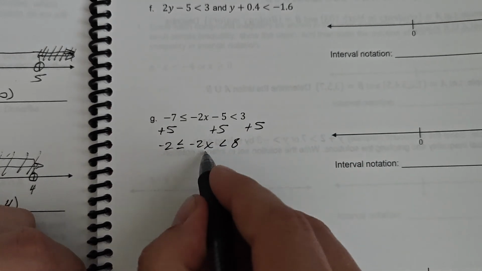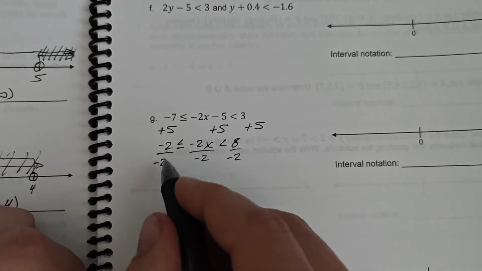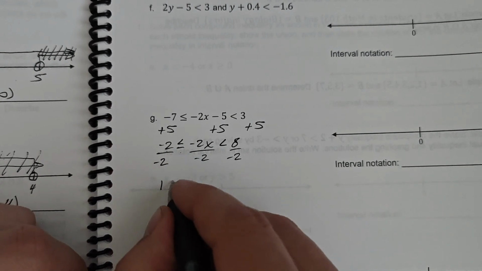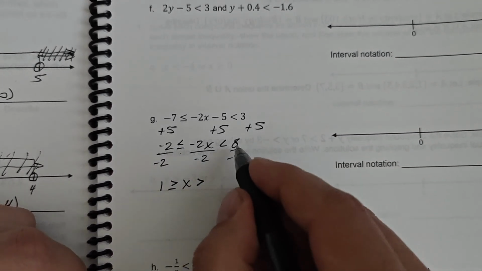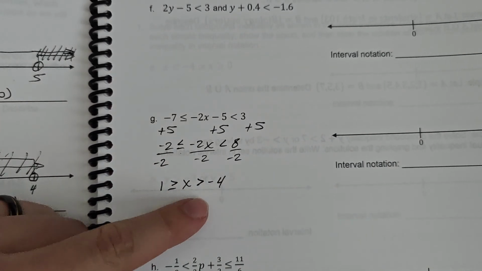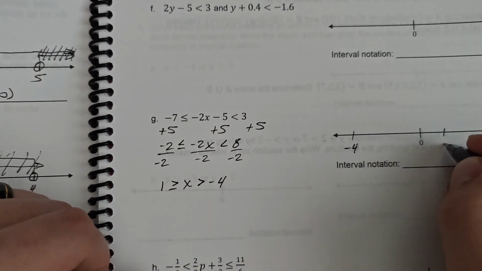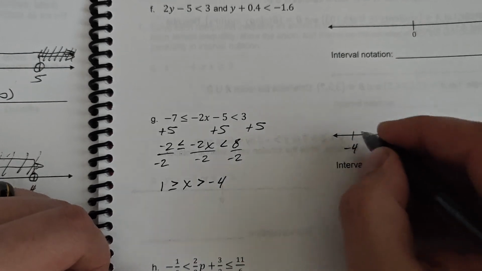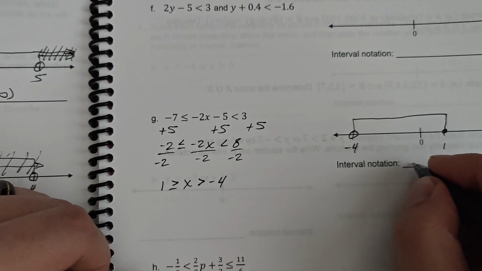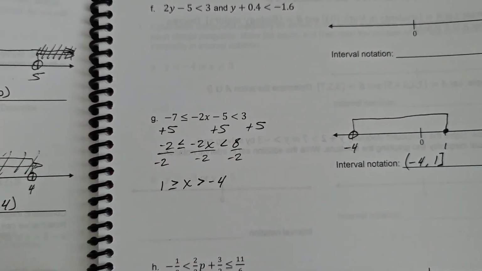We want to get rid of this negative 2. You divide everything by negative 2. Negative 2 divided by negative 2 is positive 1. You divide by a negative number, so you have to reverse the direction of these. 8 over negative 2 gives us negative 4. 1 is greater than or equal to x, which is greater than negative 4. Negative 4, positive 1, including, excluding, that's your interval. Negative 4 to 1, including 1, excluding negative 4.